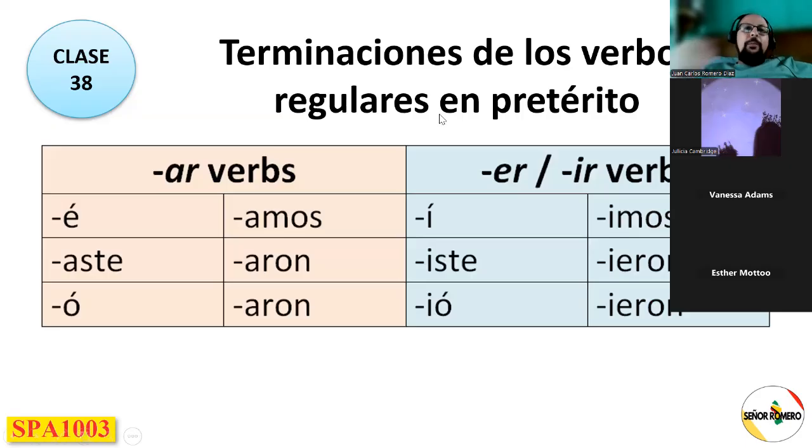Any question about the simple past in Spanish? Simple past or preterite, same thing. Preterite or simple past means the same. No, señor.